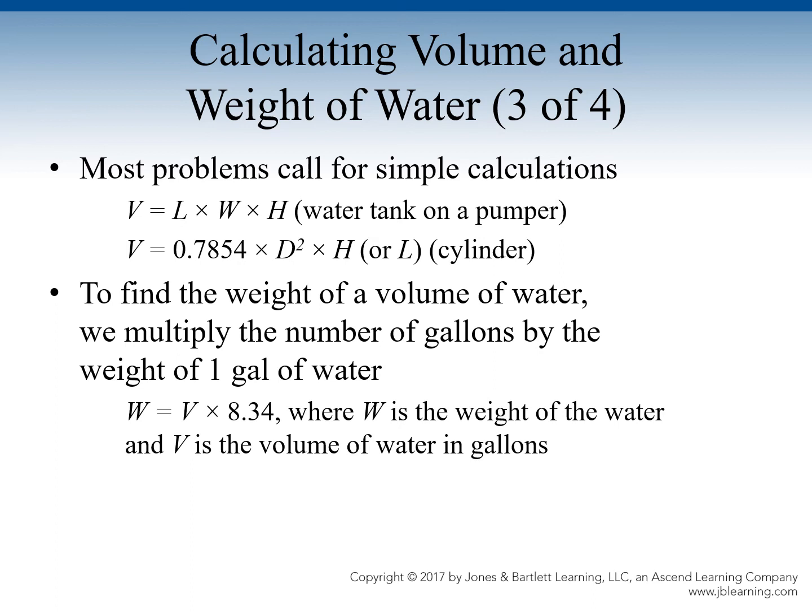To find the weight of a volume of water, we multiply the number of gallons by the weight of 1 gallon of water, which we said was roughly 8.34 pounds. And so we can simply multiply the volume, or how many gallons we have, by the weight of 1 gallon, and we're going to get the total weight for that total volume.